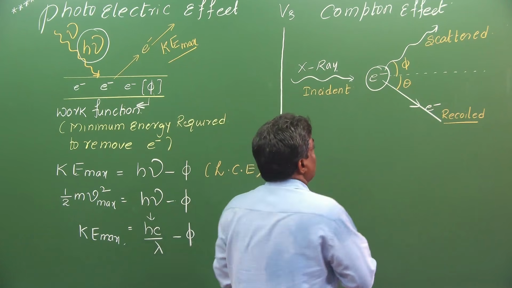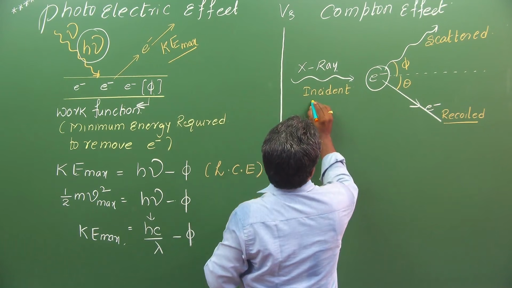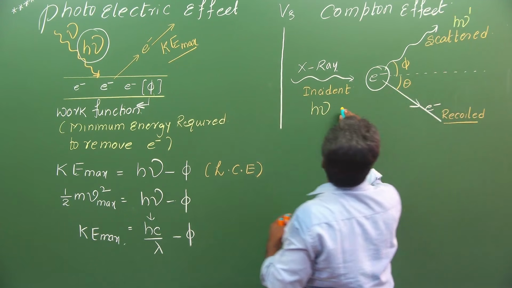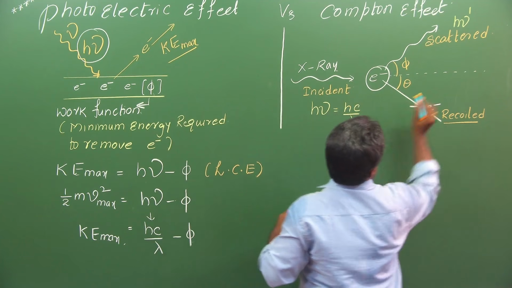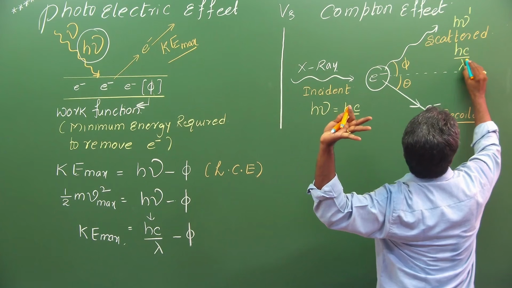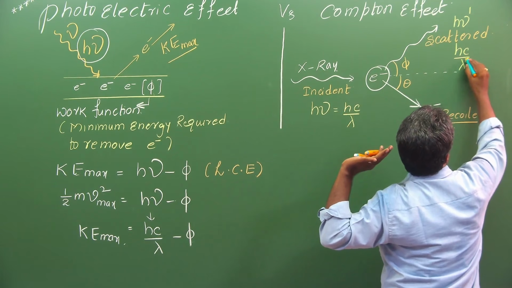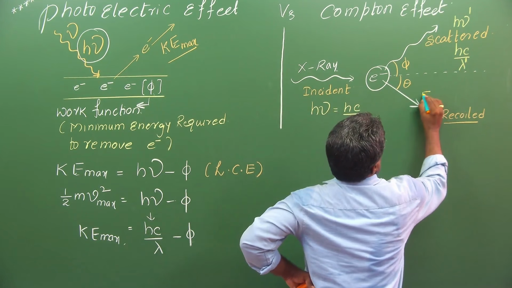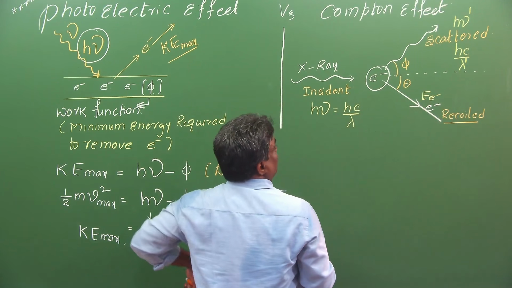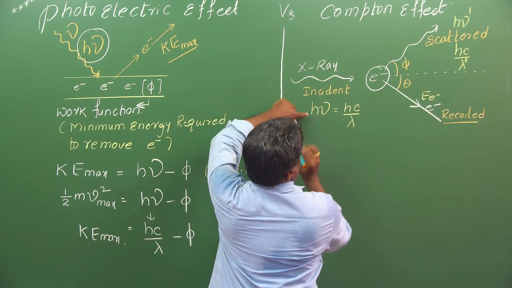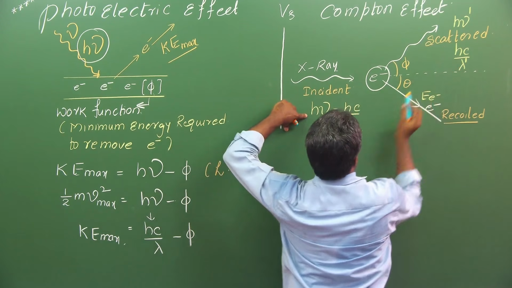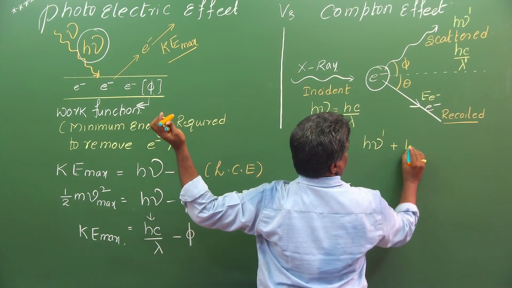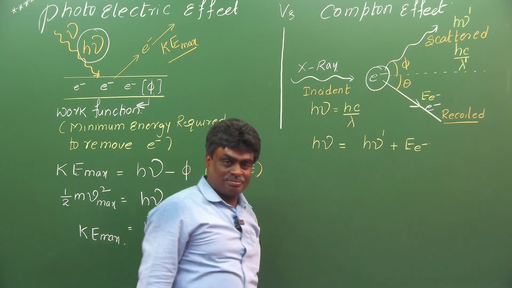Okay, good. And now this is the energy h nu, and this energy is h nu prime, which is hc by lambda, and this is hc by lambda prime. And this is the energy of the electron. Simple here also. And this is the energy you are sending. And here what happened? Come on, say: h nu equals h nu prime plus energy of electron.